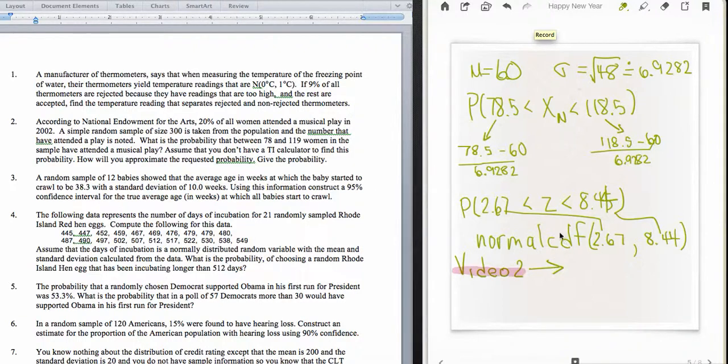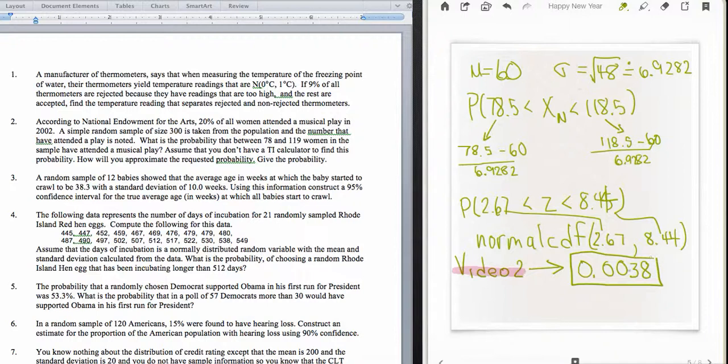This is picking up from where I left off in the first video for these decision-making processes. I was about to tell you that I was going to put in the normal CDF and 2.67 to 8.44. When I do that, I get 0.0038 will be my probability here. This is the normal approximation for this binomial probability.